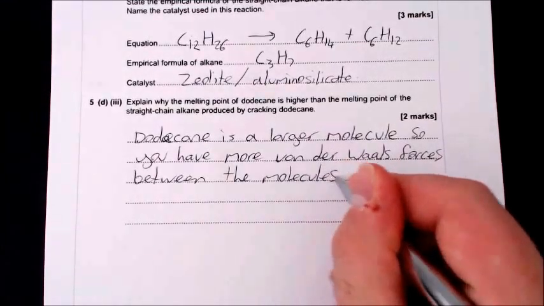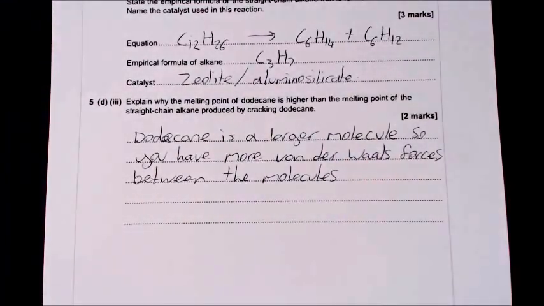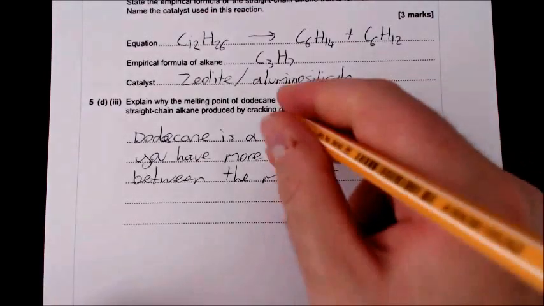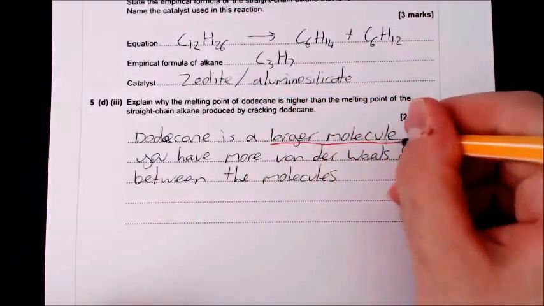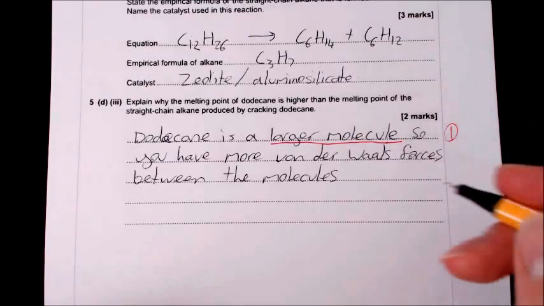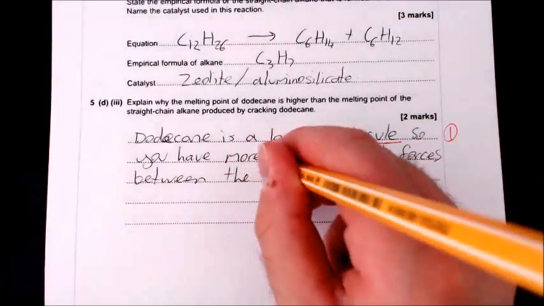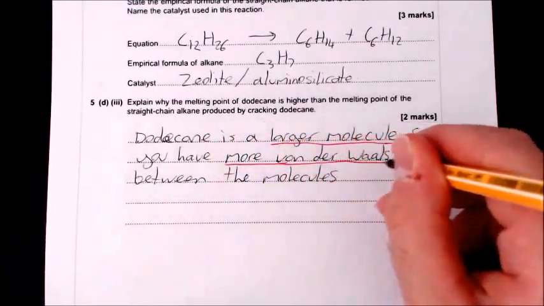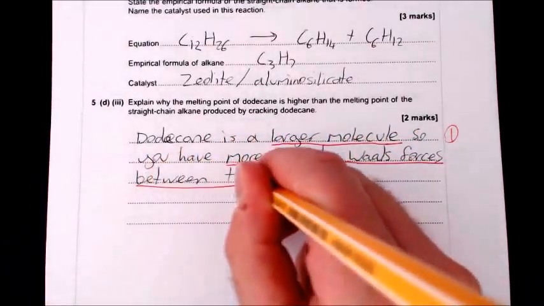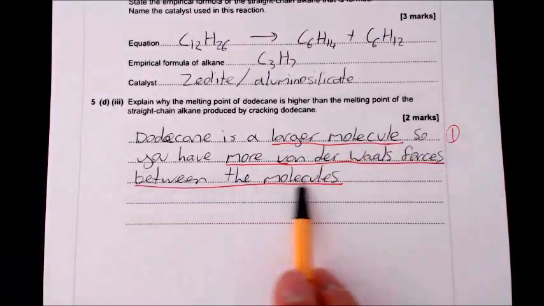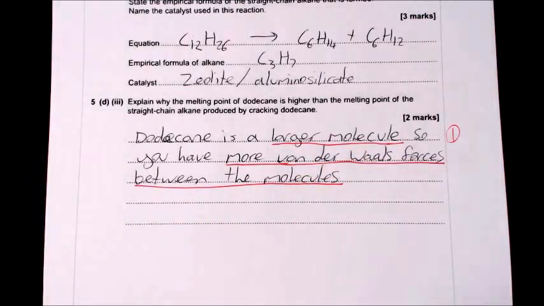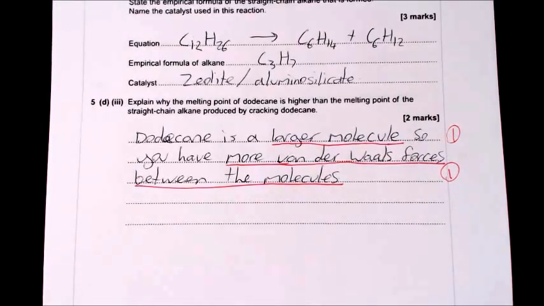Right, now this last little bit is really, really important. I'll just highlight where the marks are first though. So this is larger molecule, that gets you the first mark. And the second mark is you have more van der Waals forces. So I'm just going to underline that bit there, between the molecules. Now if you miss this bit out here at the end, you actually don't get the second mark. So I'm just going to mark that up. There's the 2 marks. It's really important that you specify exactly where these forces are, and the forces are between the molecules.